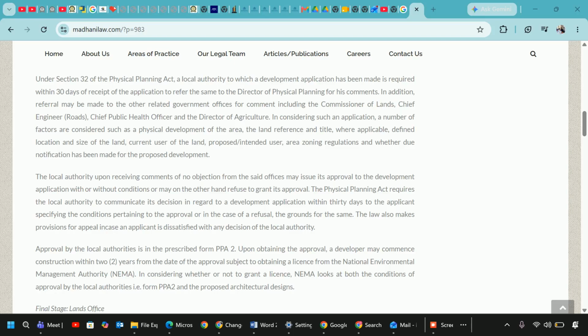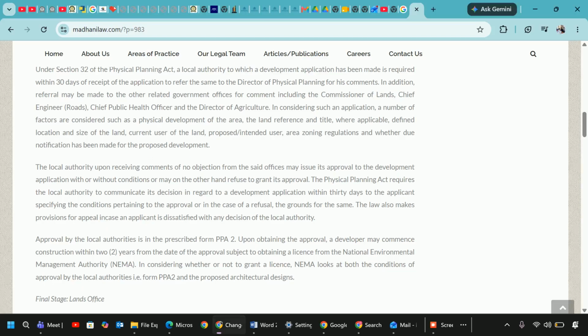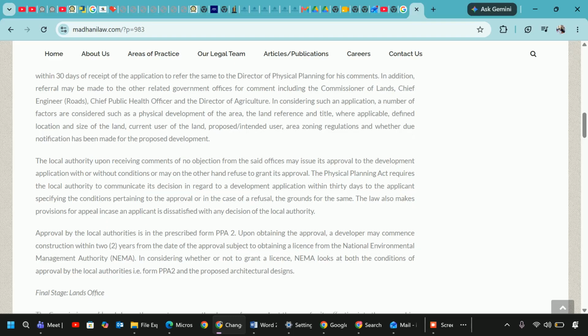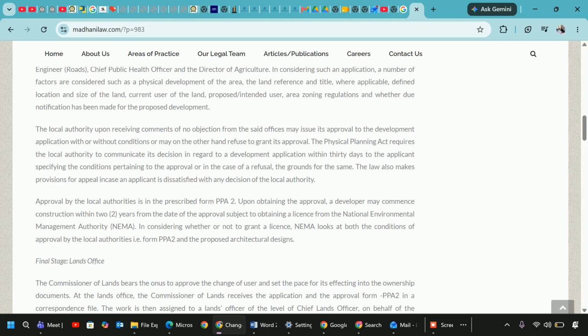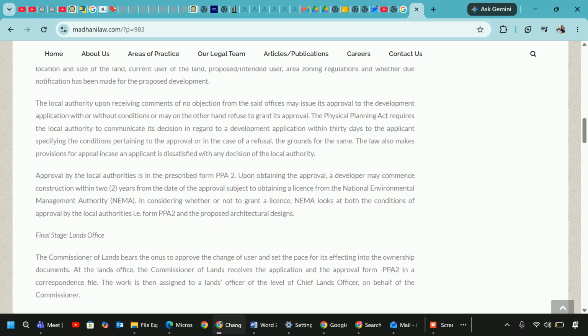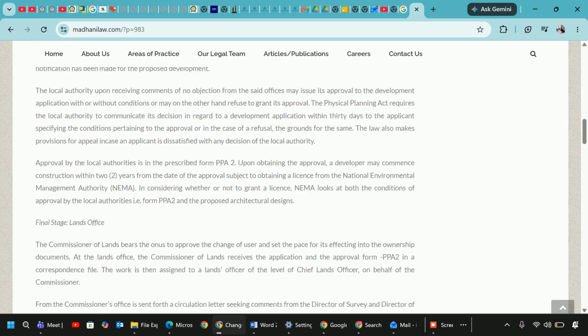Then, if they all approve, the Physical Planning Act requires the local authority now to communicate its decision in regards to a development application within 30 days to the applicant. So let's say you have been communicated, you have received the results that all these stakeholders have agreed to your change of user within 30 days. If they reject, you appeal to which body? The liaison committee.